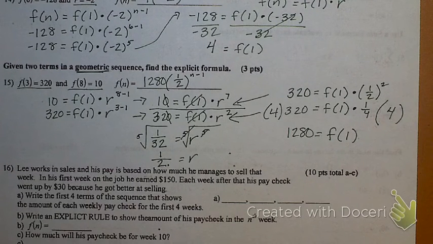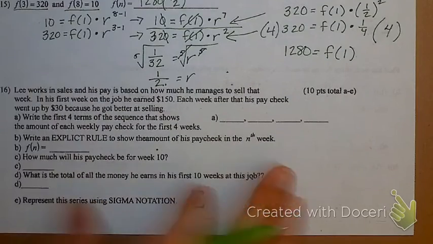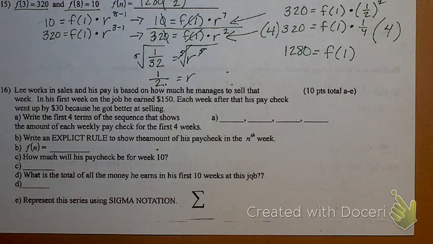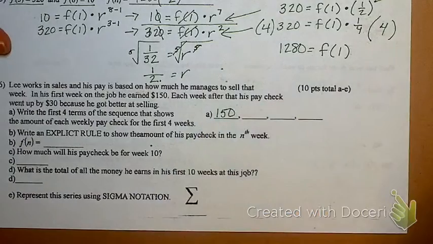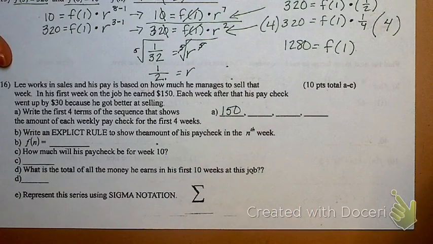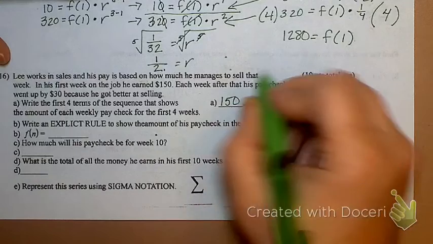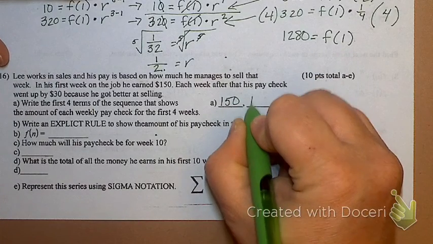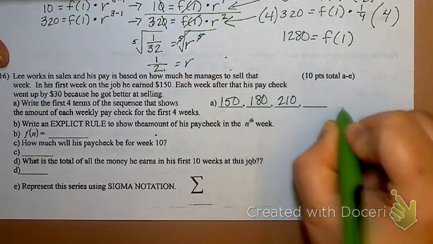Any questions on that one? All right, last one. Lee works in sales and his pay is based on how much he manages to sell that week. In his first week on the job, he earned $150. So that's term 1 of my sequence. Each week after that, his paycheck went up by $30 because he got better at selling. So in week 2, how much did he make? $180. In week 3 and week 4?